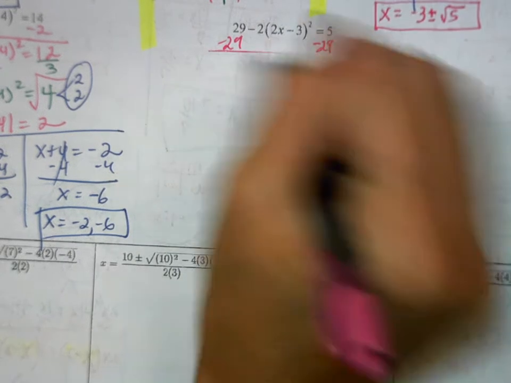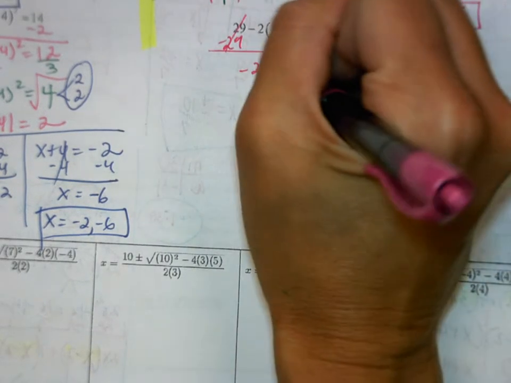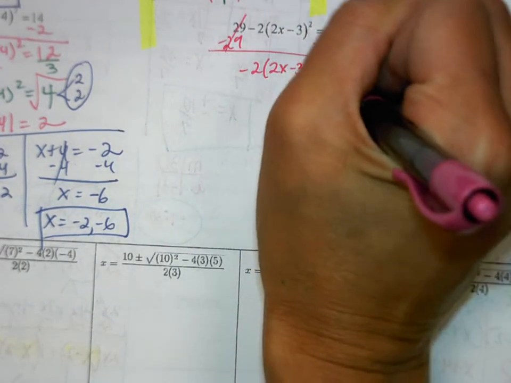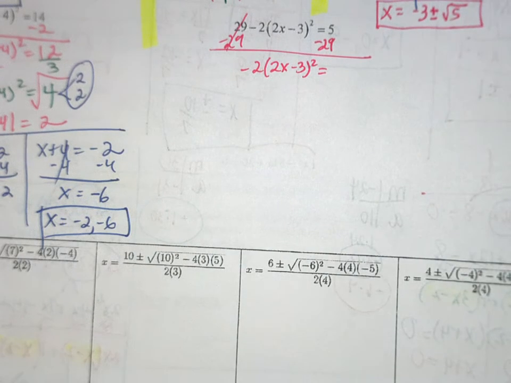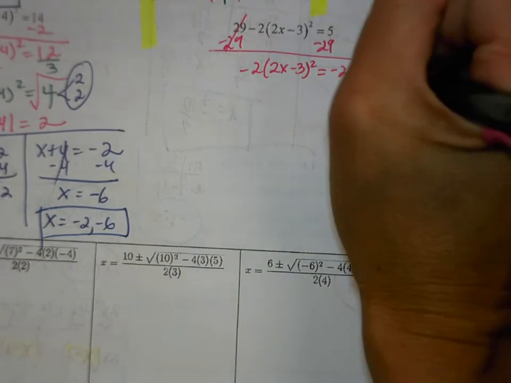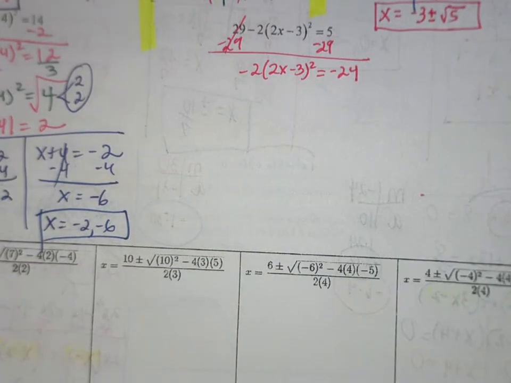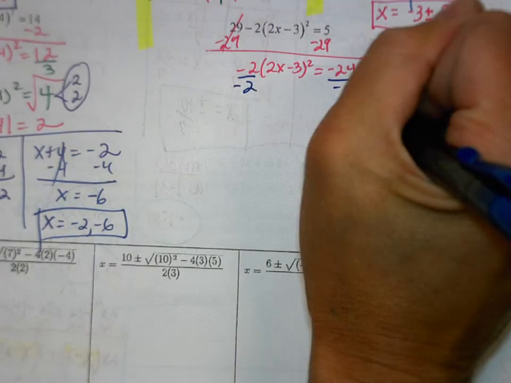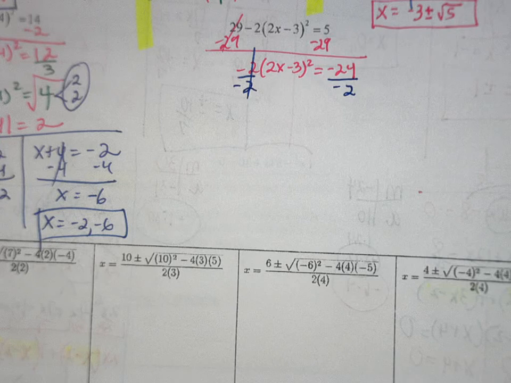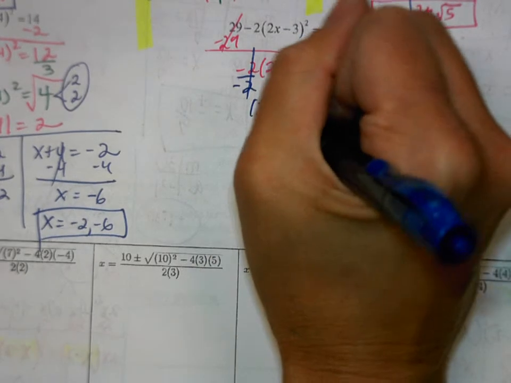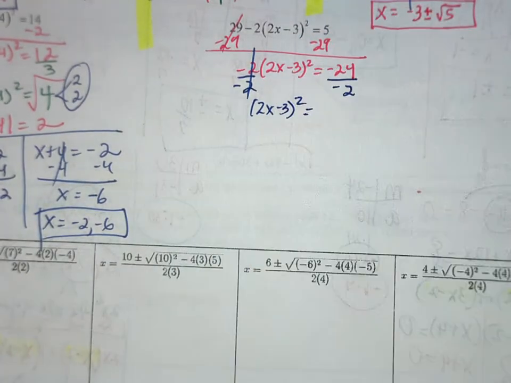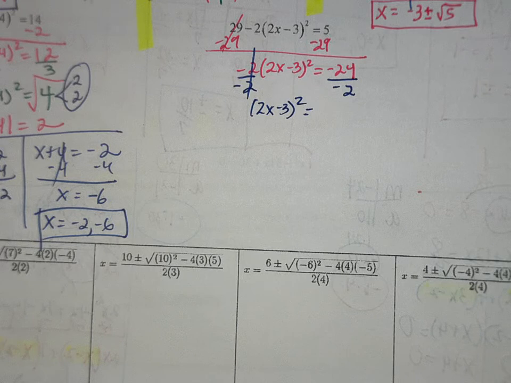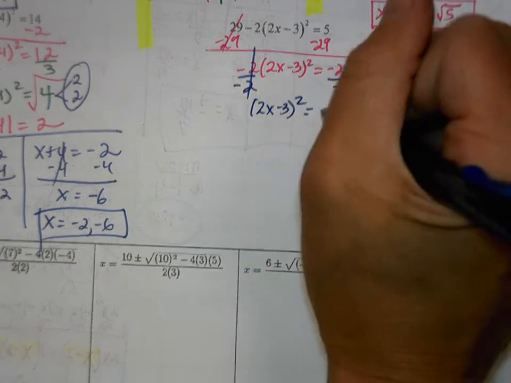Okay, so I do that. Negative 2 times (2x minus 3) squared equals negative 24. Next step. Anybody? Divide by negative 2. Okay. (2x minus 3) squared equals 12 is correct. Nicely done.